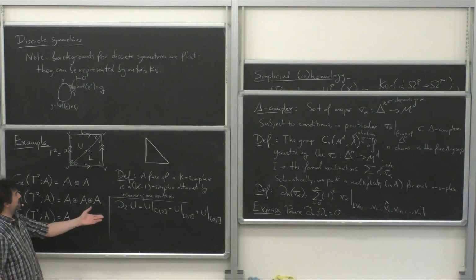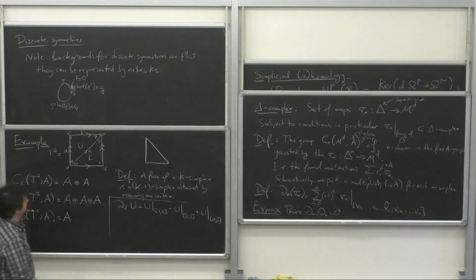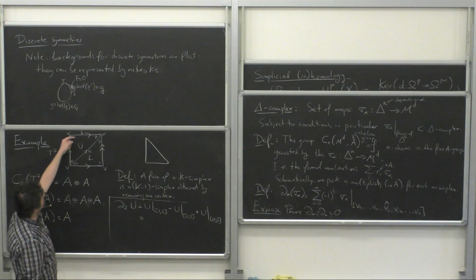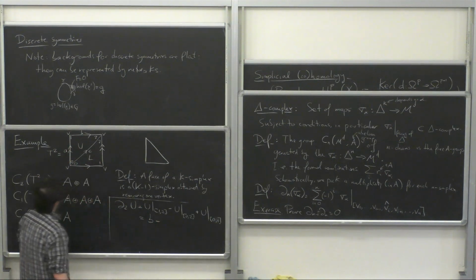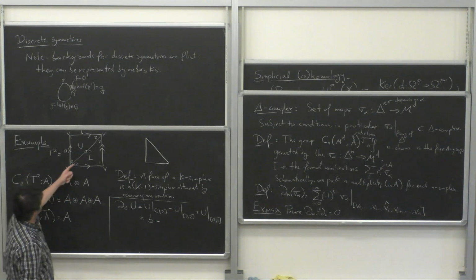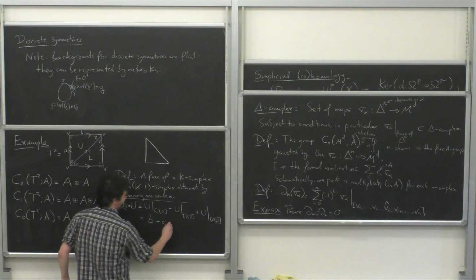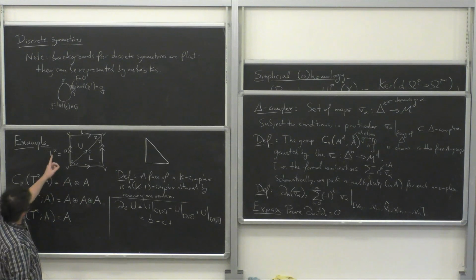Now, this is written in abstract notation, but I have named my one simplices. So let's translate this into my names. U1, 2, well, that's V. U0, 2, that's C, very good. That's C. And U01, let's see if I get it, that's A.